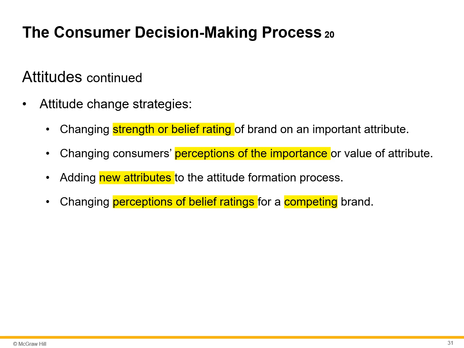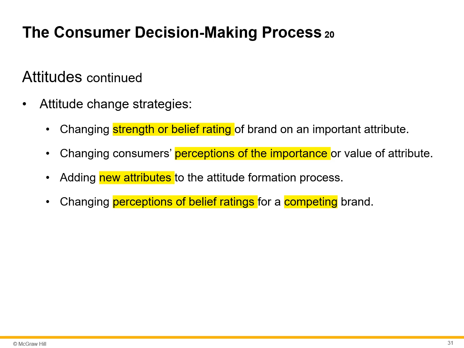Attitude change strategies. One, you can change the strength or belief rating of a brand on an important attribute. On the attribute that is important to the consumer, you want to change the strength or belief rating so it makes them feel that this attribute is important. Two, you can change consumers' perceptions of the importance or value of an attribute. What's their perception of the importance? You can change that, make it more important.